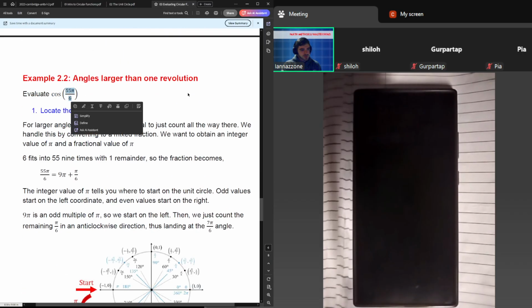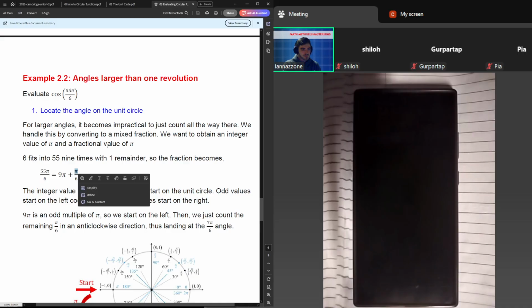That works fine for small angles, not particularly great for large angles. My recommendation, do a quick division here. Break it into a proper fraction where you've got a whole number and a fractional value. Technically neither of these are whole numbers, but basically whole value of pi, fractional value of pi. You do that with a simple division. You say, how many times is 6 going into 55? Well, 9 times with 1 remainder. And then you put in the pi's there.